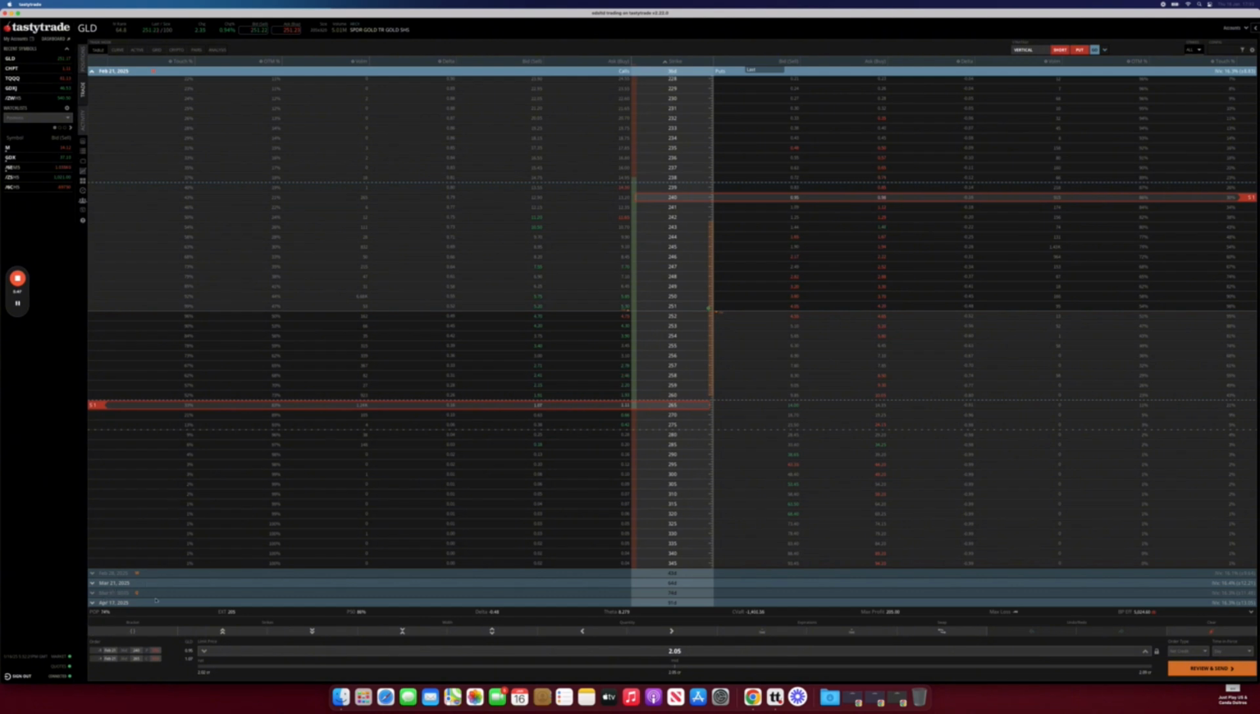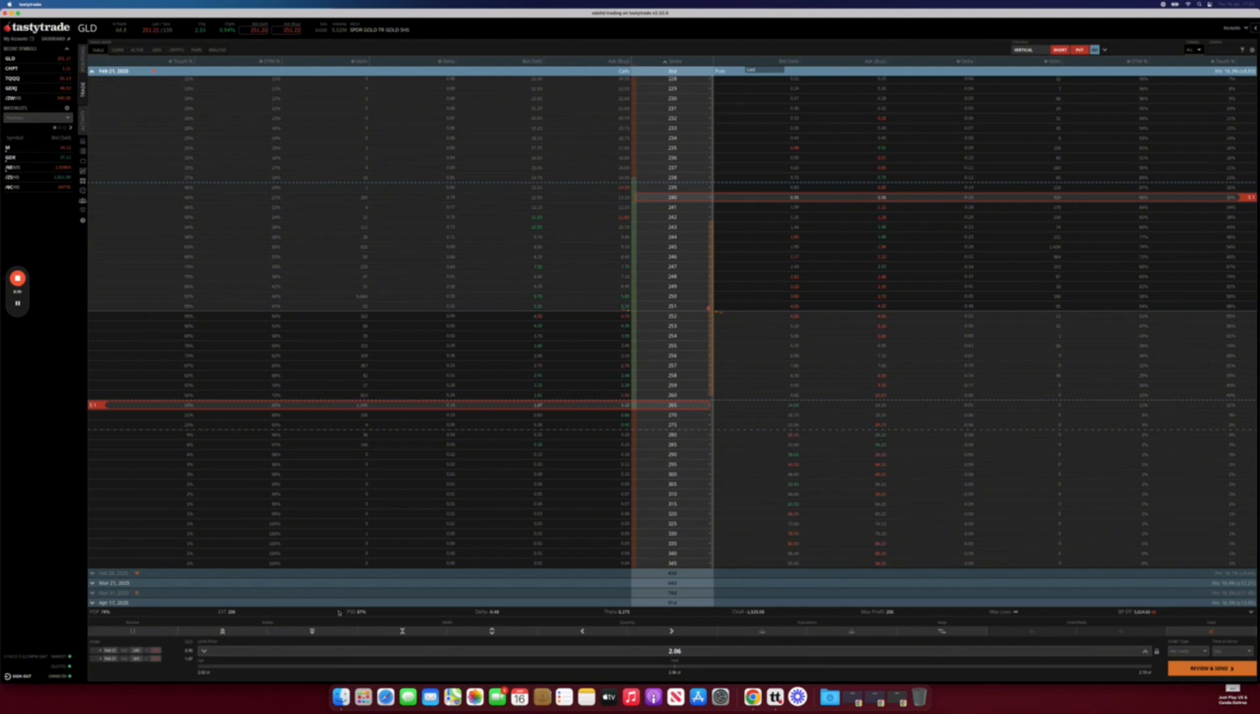Now that's if we hold till expiration, but what if we don't want to hold till expiration, and say we want to get out at 50% of max profit instead of waiting the whole duration? Well, we've got this P50 here, which means profit at 50%, and we've got an 87% chance of hitting P50 at some point over the next 36 days.